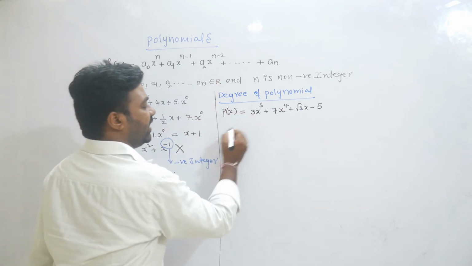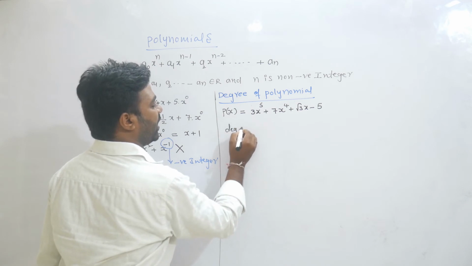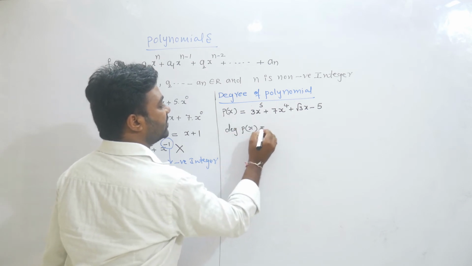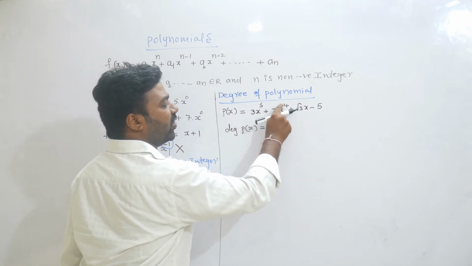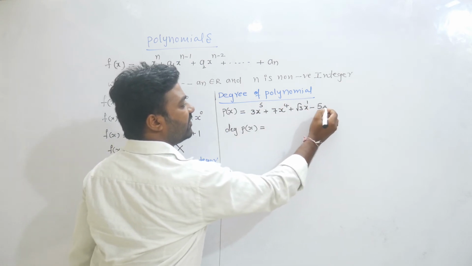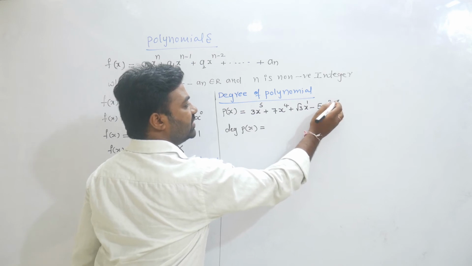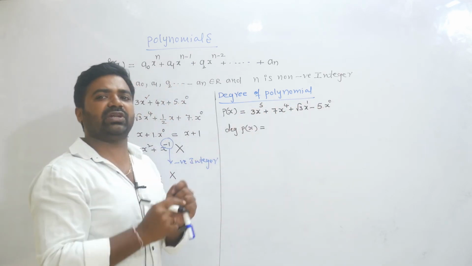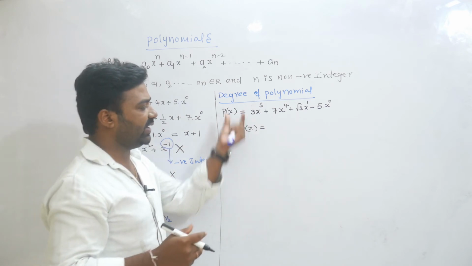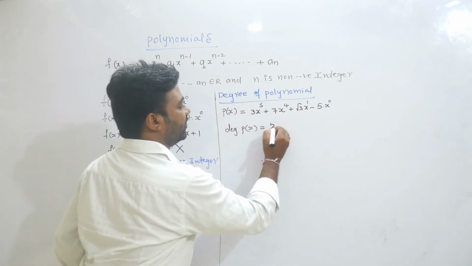So now degree of p of x. See here, variable power 5, variable power 4, variable power 1. Here variable power 0 we can write. 0, 1, 4, 5. In this, the highest number is what? 5. That's why the degree of this polynomial is 5.